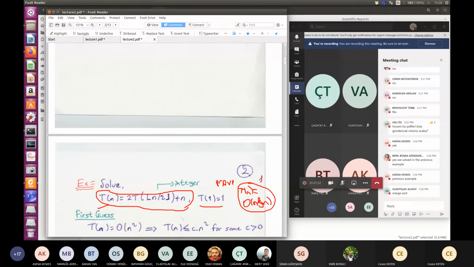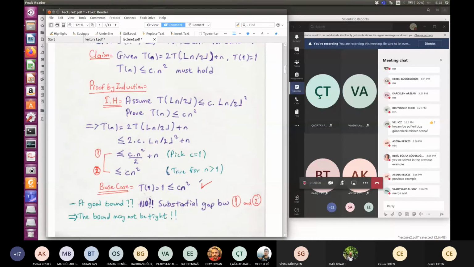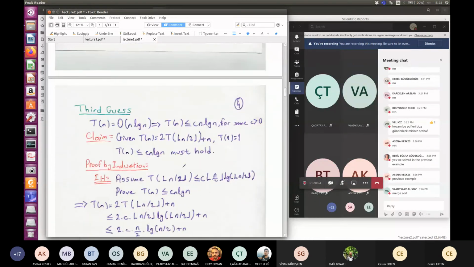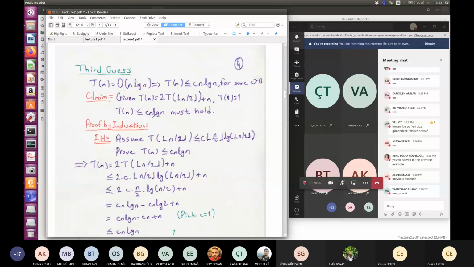We came up with this guess already using recursion tree. How do we now prove it? In the first couple of slides, I'm working on other guesses, but let's just see the actual guess. So this is our guess, T of n is big O of n log n, and we want to prove that this is true for our given recurrence relation.